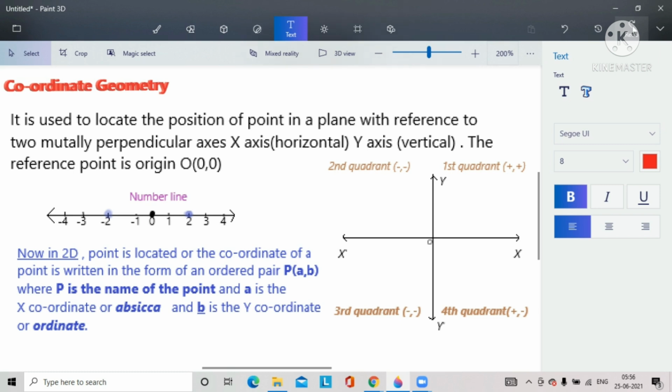Similarly, second quadrant is minus, comma, plus. Third quadrant is minus, comma, minus, and fourth quadrant is plus, comma, minus. Right? The second quadrant is minus, comma, plus.